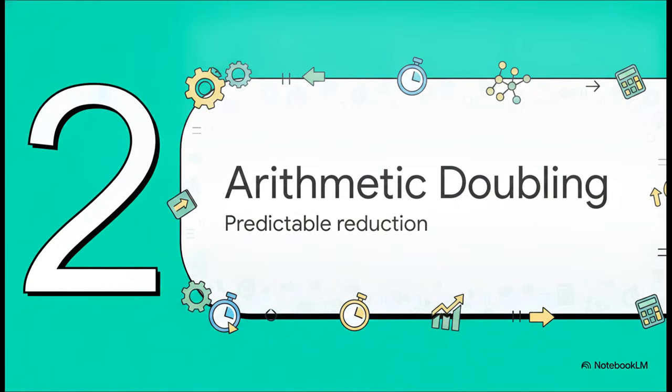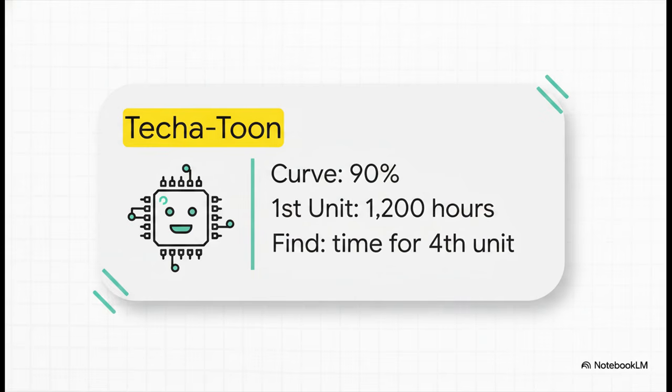Section 2. The arithmetic doubling method. So, if this reduction in time is predictable, how do we actually predict it? Let's ground this with a practical scenario. Imagine a company. Let's call them Cumulative Inc. They've analyzed their historical data and figured out they operate on a 90% learning curve. Now, their very first unit of production takes a whopping 1,200 hours of labor. Our goal is to figure out exactly how many hours it's going to take them to produce their fourth unit.